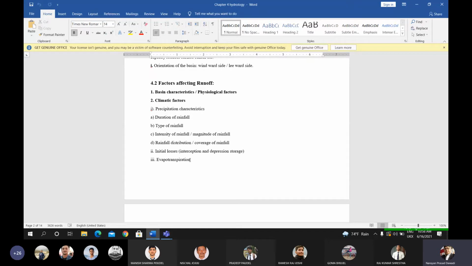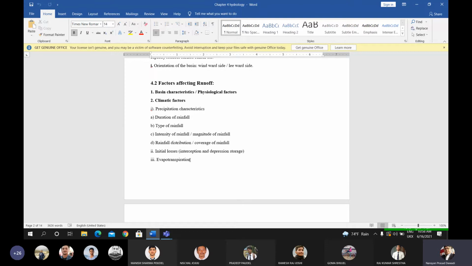Okay, and evaporation and transpiration ultimately help to lose the precipitated water back to the atmosphere. That is, the water that has fallen from the atmosphere to the earth surface escapes again into the atmosphere by the process of evaporation and transpiration. So the chance of flowing water will be low. If evaporation and transpiration are high, then the chance of flowing water will be low, that is, surface runoff will be reduced.